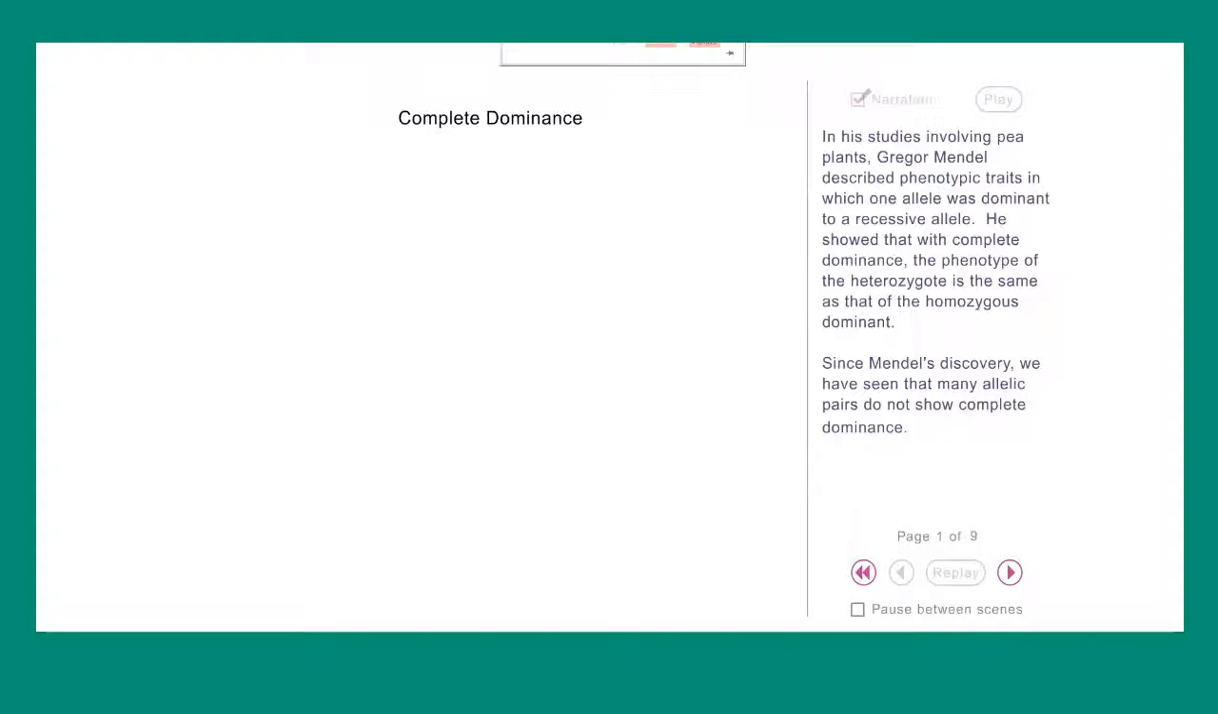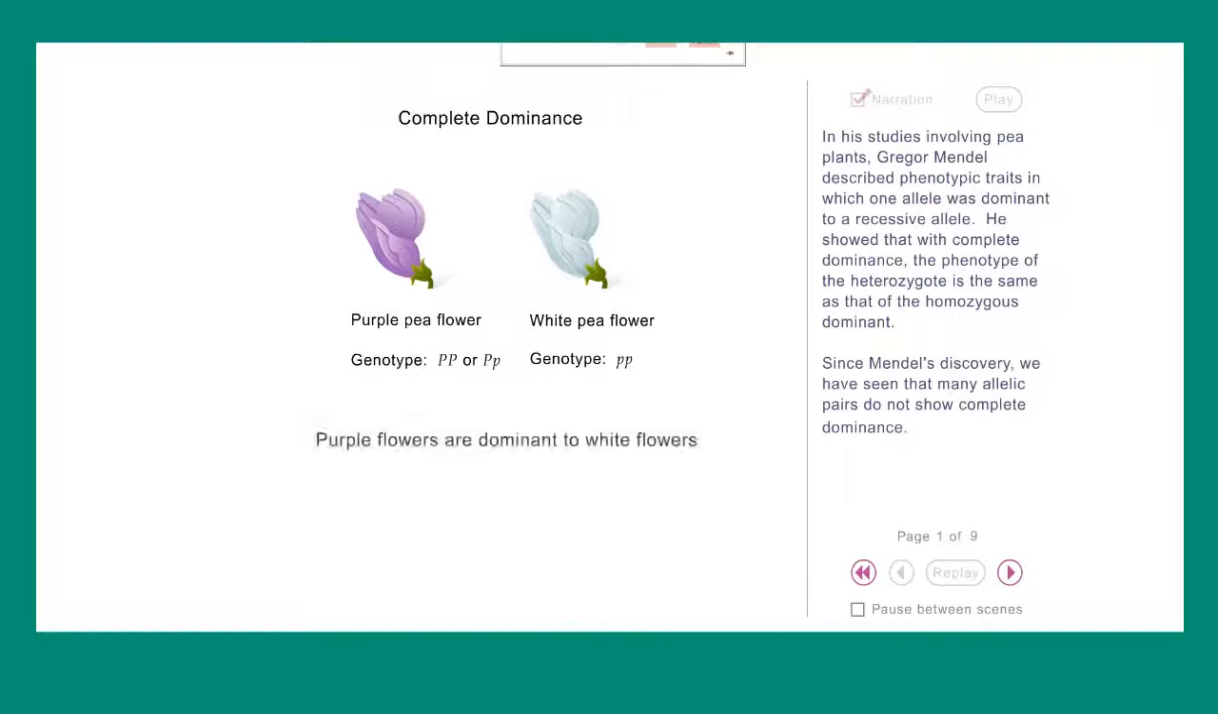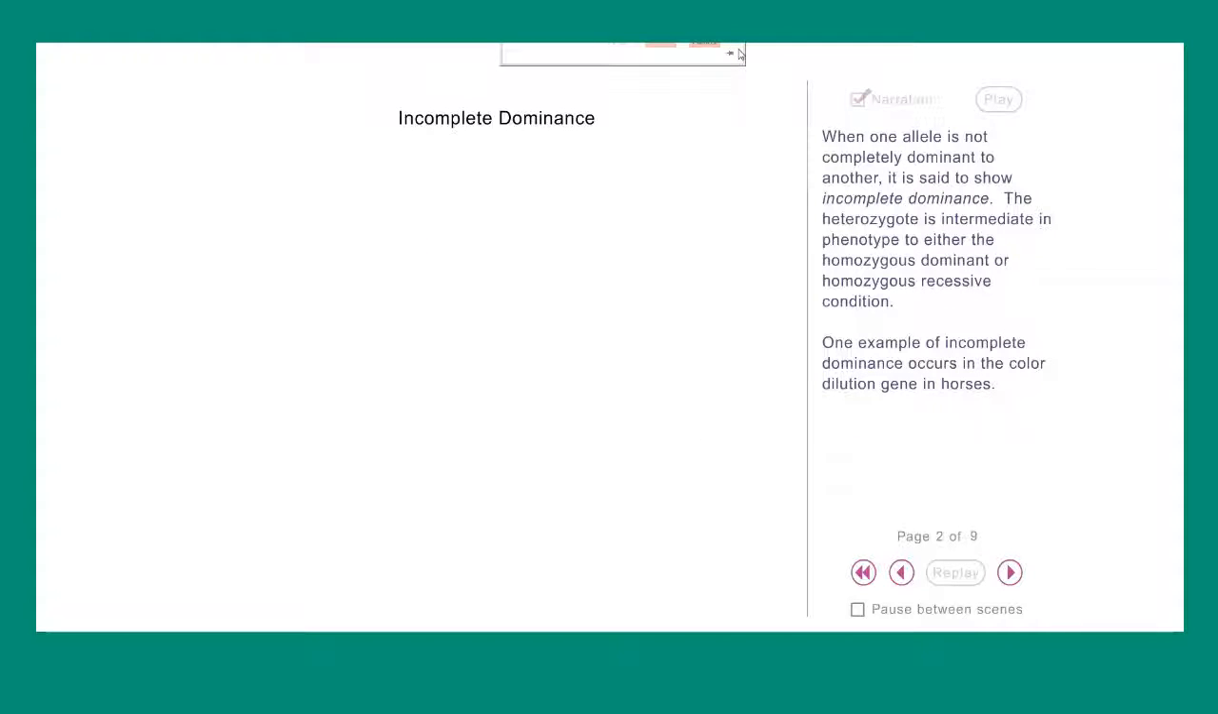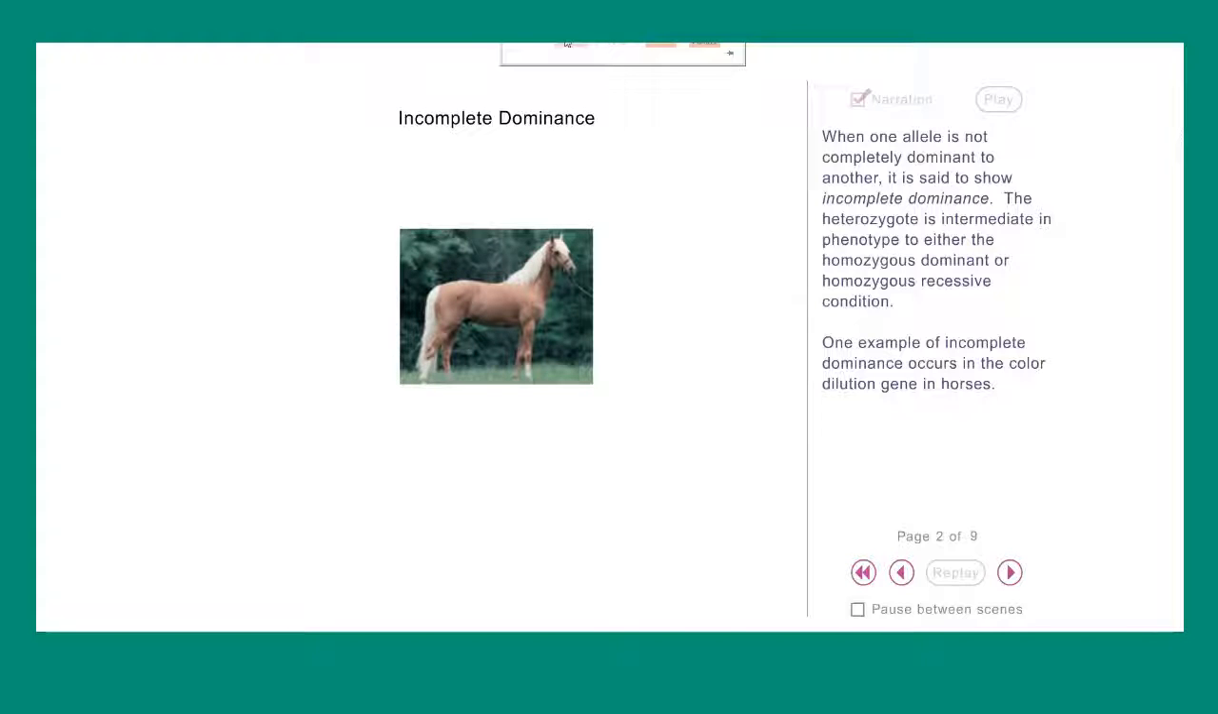In his studies involving pea plants, Gregor Mendel described phenotypic traits in which one allele was dominant to a recessive allele. He showed that with complete dominance, the phenotype of the heterozygote is the same as that of the homozygous dominant. Since Mendel's discovery, we have seen that many allelic pairs do not show complete dominance. When one allele is not completely dominant to another, it is said to show incomplete dominance. The heterozygote is intermediate in phenotype to either the homozygous dominant or homozygous recessive condition.